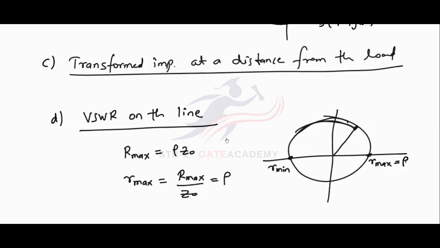Now, this is how you can directly find the VSWR on the line. Once you draw the constant VSWR circle, the value of R max will give you the VSWR value directly.